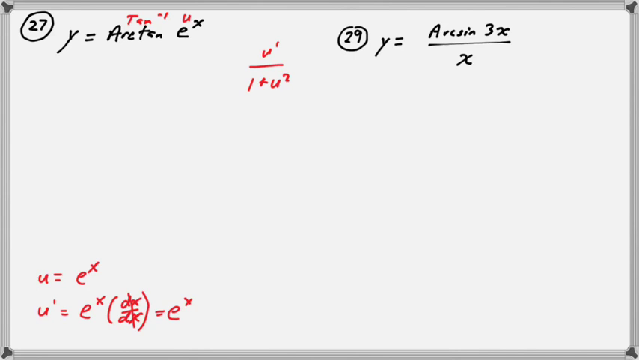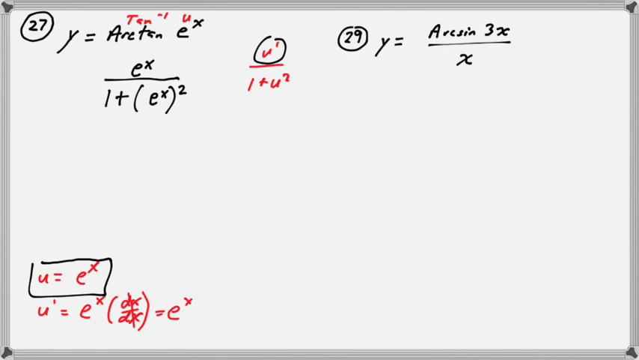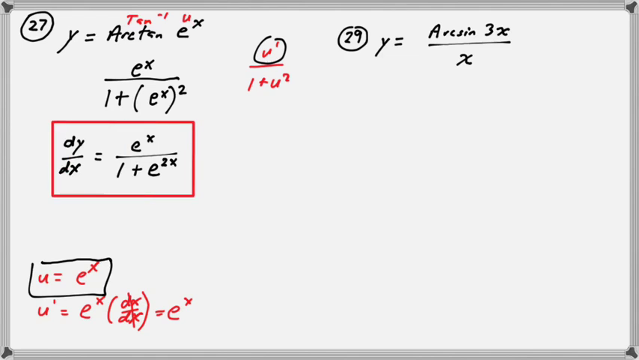So when I go to fill this in, u prime on top is e to the x. 1 plus u squared, well, what's u? e to the x. So what do you get for your derivative? You always need to simplify these, so a power to a power, you multiply exponents. So that's not e to the x squared, that's e to the 2x. That's for 27, and it's pretty much just straight following the formula.